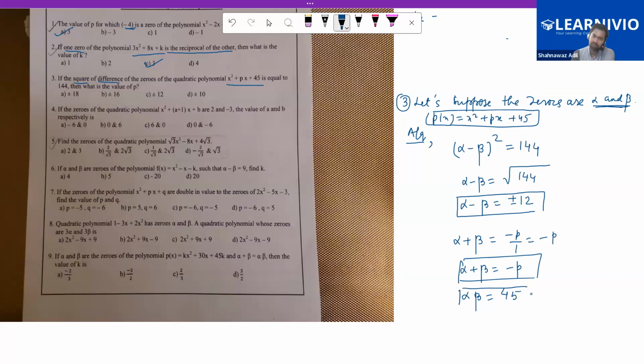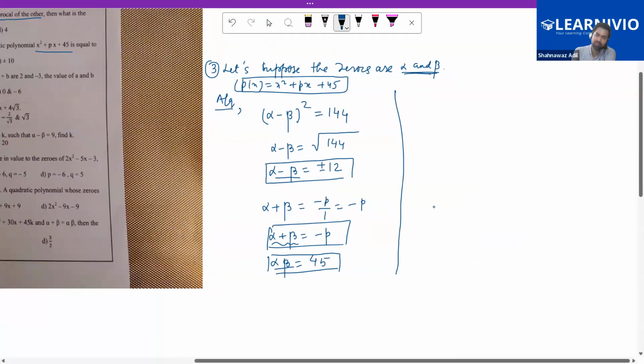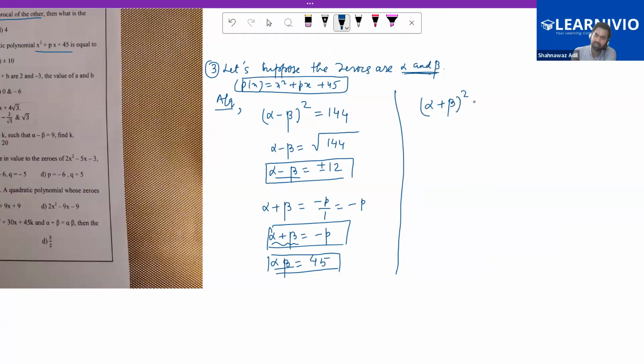Good. So now, if we can find out alpha plus beta, then that will give us the value of p, right? So we have to find out alpha plus beta. We have alpha minus beta, we have alpha into beta. Do you remember the identity that I talked about when I was doing trigonometry? So I said that we can use this identity: alpha plus beta whole square would be alpha minus beta whole square plus how much? 4 alpha beta. Do you remember this one?